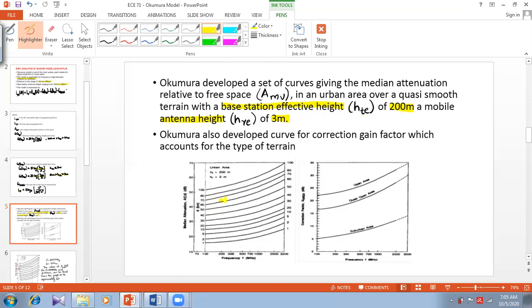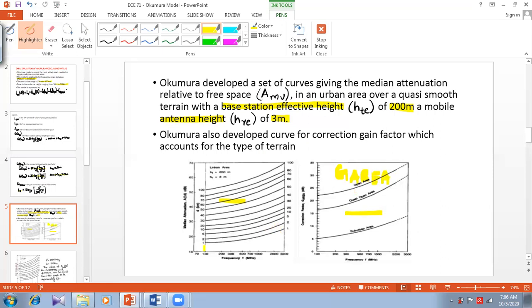This is the first curve, which is for AMU, and similarly he gave a curve for your gain factor G area. That is, Okumura developed a curve for the correction gain factor which accounts for the type of terrain. You can see here this curve he gave to find out the value of G area.